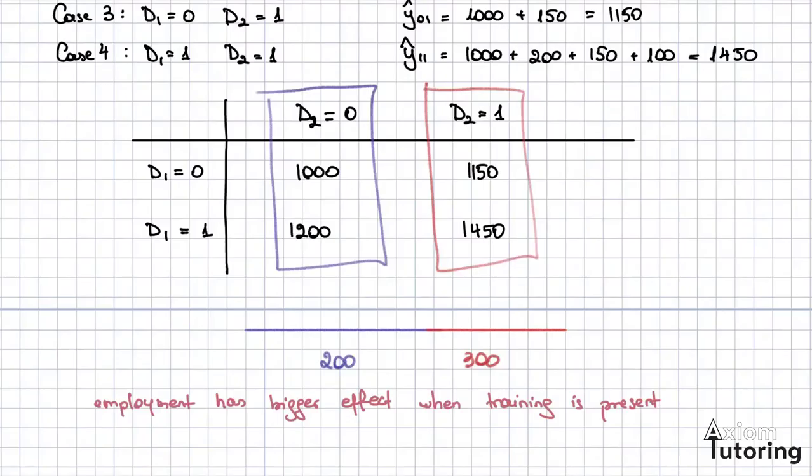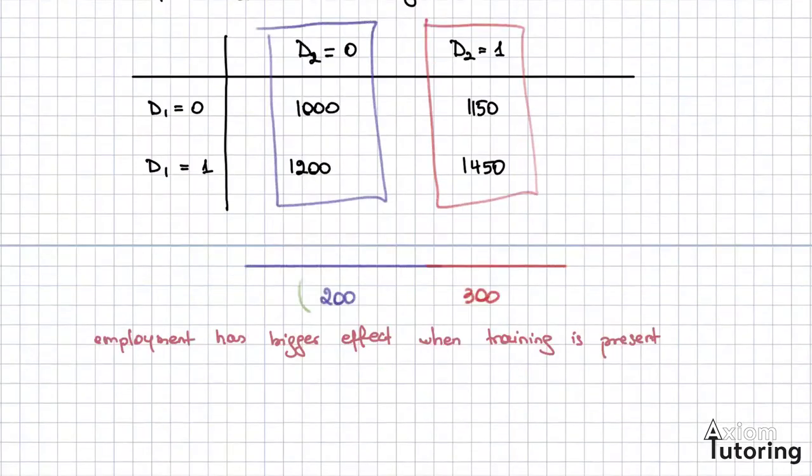And how did we find the value of the beta 3? Remember, the beta 3 was the difference of the differences. So the difference between these two ultimately is just 100. And that's exactly your beta 3 hat. Okay? So the interaction term is telling you that training increases the effect of employment on income by 100, or equivalently, the effect of employment is 100 higher for trained individuals. So remember that symmetry. You can always flip it.